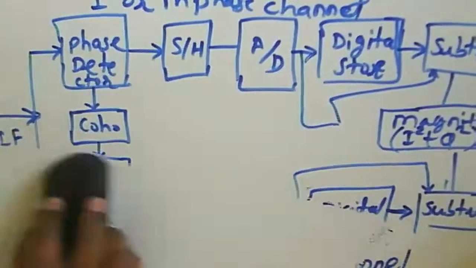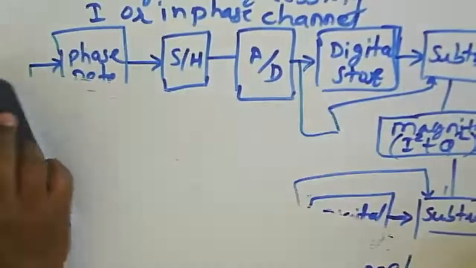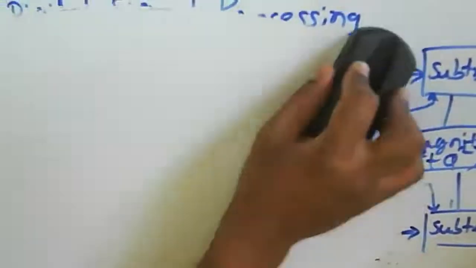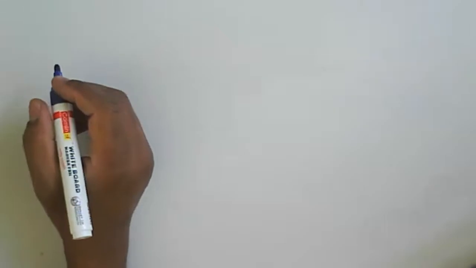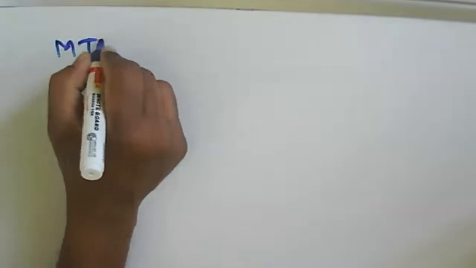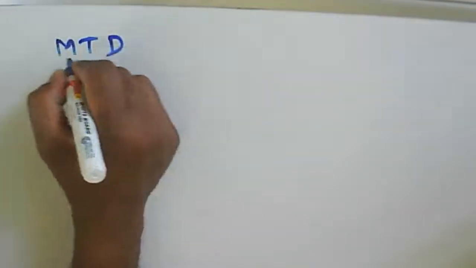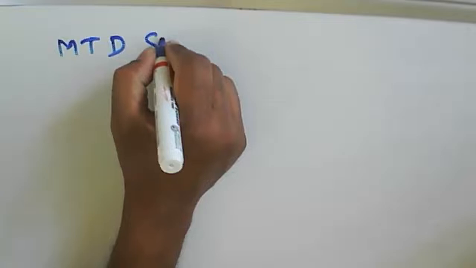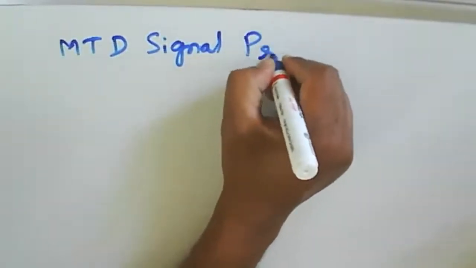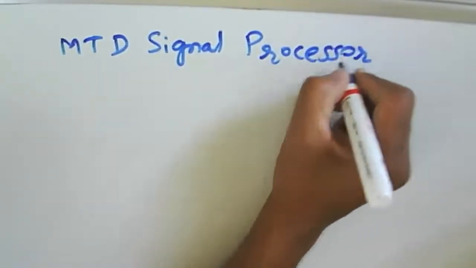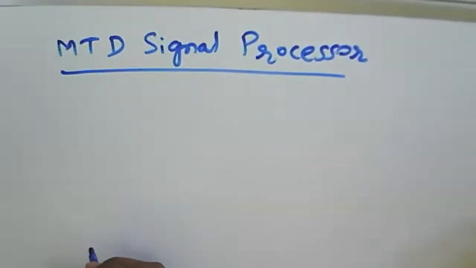Okay, next we'll see what the MTI signal detector is, and how it will detect the moving target there. So we can say a moving target signal processor. The moving target detector, MTD, is a moving target detector signal processor.